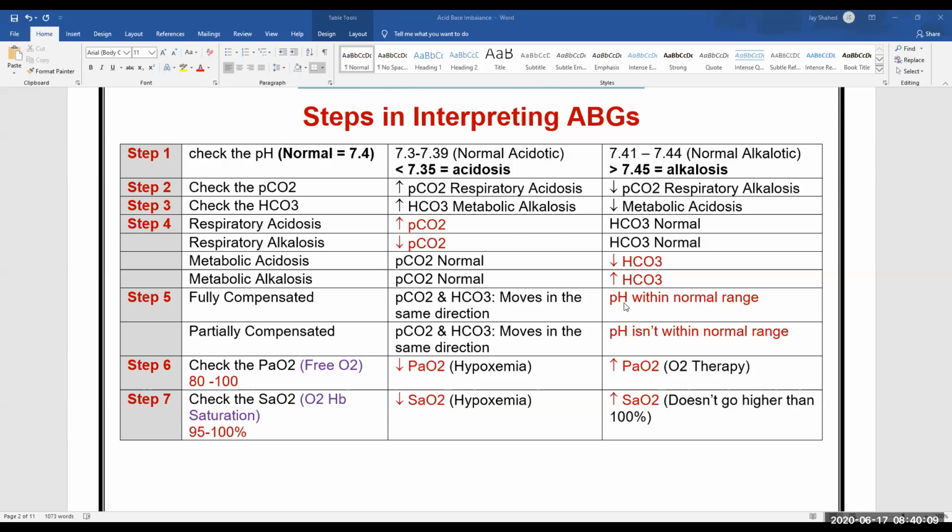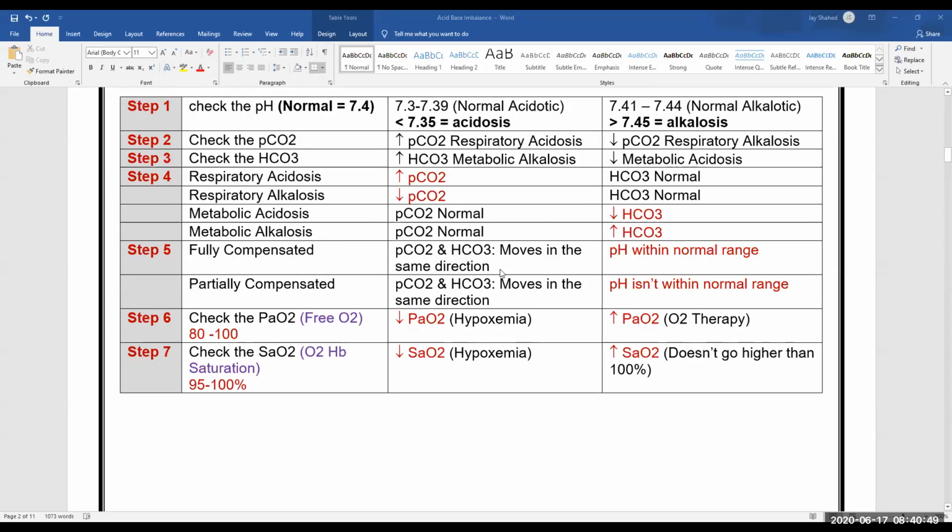I'm going to look at the pH range. If the pH is within normal range, that means it's fully compensated. If it's below 7.35 or above 7.45, then it's partially compensated, but things are moving very close to the normal range, which is 7.4. That's what we call partially compensated. We'll have some problems here, and then we can play around with it.